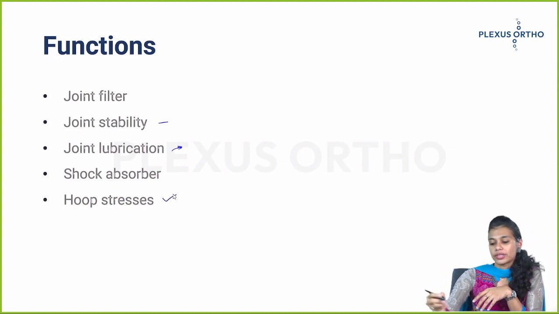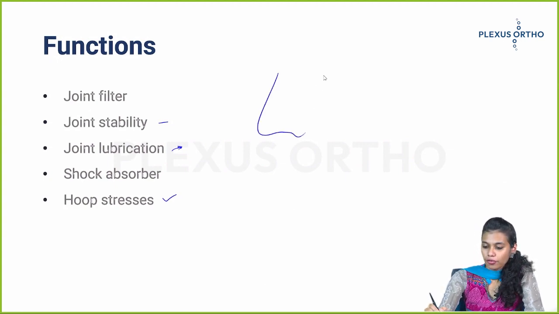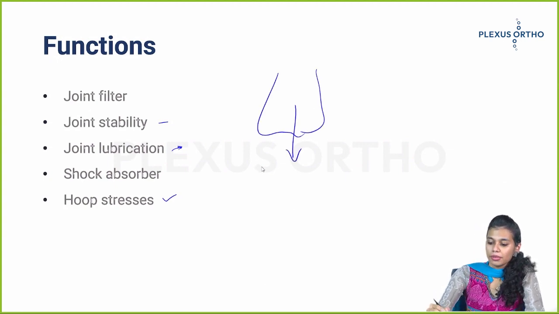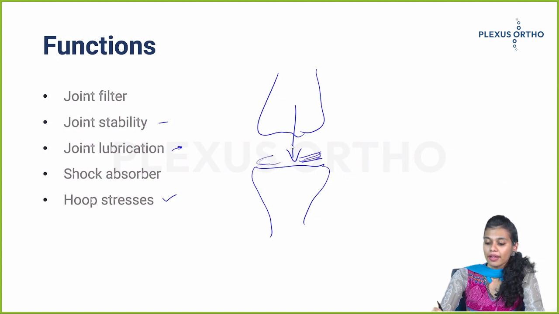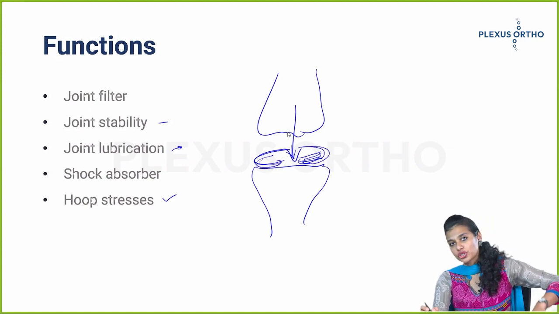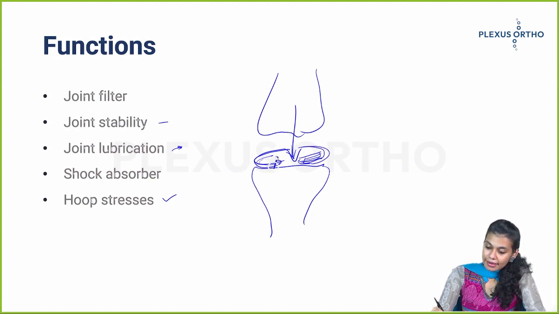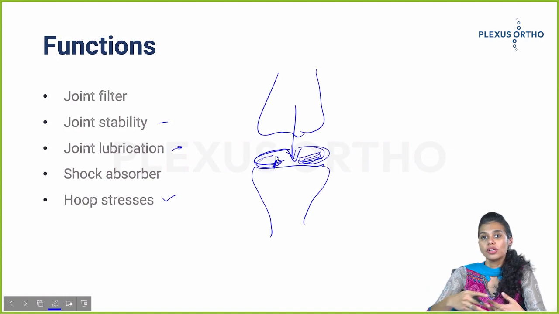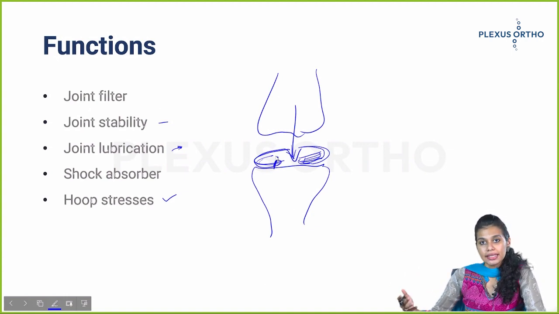Next is the hoop stress. When there is an axial force acting from the femur to the tibia, the circumferential fibers in the menisci make sure that whatever force is acting will be distributed in the joint, and this is called transference of the hoop stresses. So if there is a tear in the menisci, this hoop stress will not act and hence it will increase the tear eventually on every weight bearing.